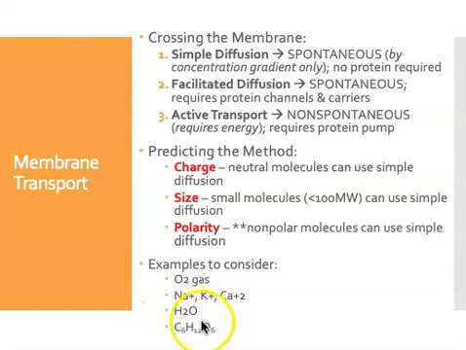Water is a really interesting example because, well, we know water is polar. We know water is neutral. It has no charge. And when it comes to size, well, water's relatively small. It has a molecular weight of 18. So it's a molecule that ought to be able to cross through simple diffusion, and it does. Water can cross a membrane using simple diffusion.